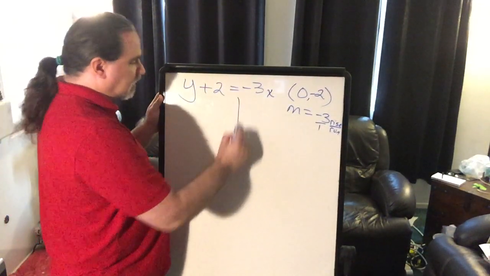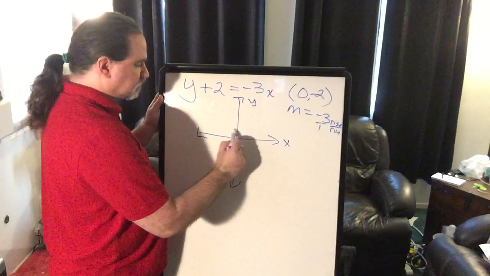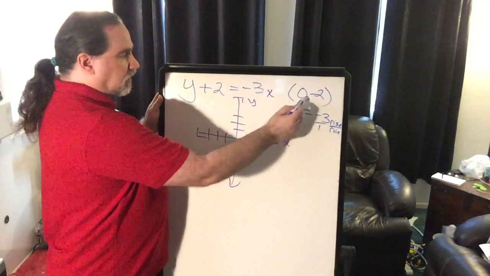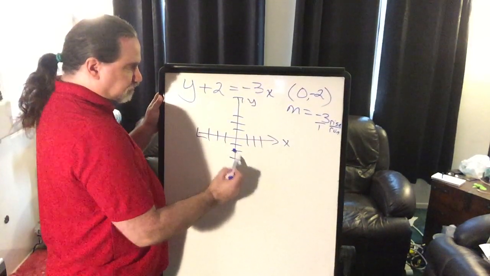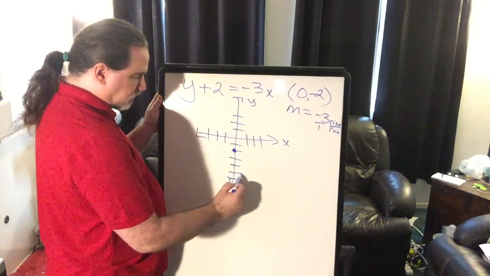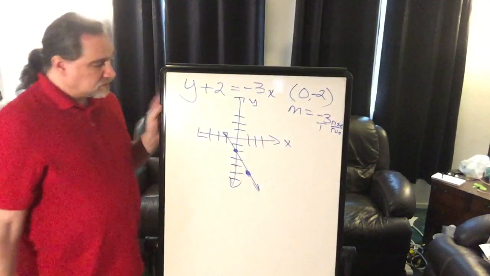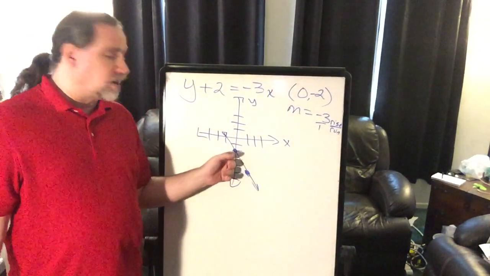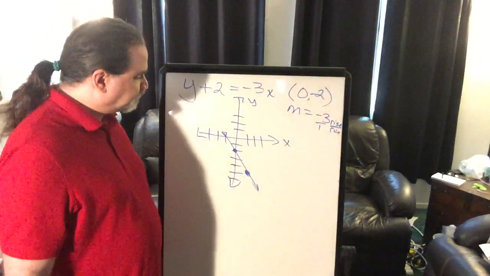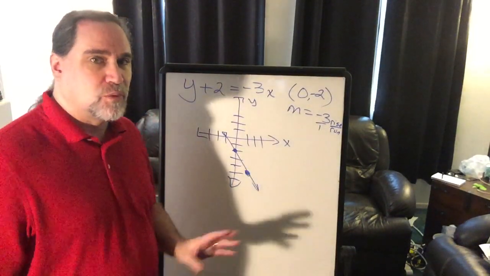Okay, and now again, I am ready to graph this. I start at 0, negative 2, and I have a negative 3 slope. So down 1, 2, 3 and over 1. It actually kind of looks like slope-intercept form because I started on the y-intercept, on the y-axis, and graphed it following the slope. Okay? So that's part one of point slope form.